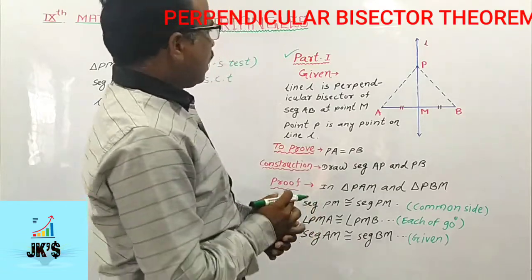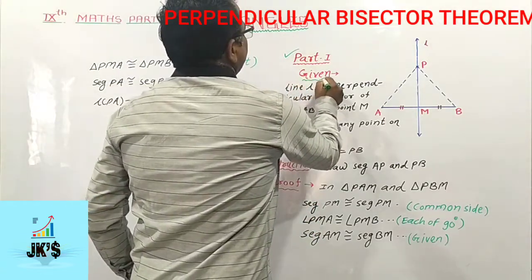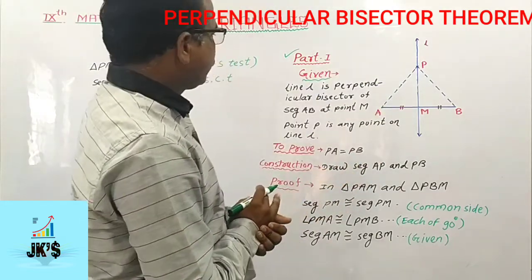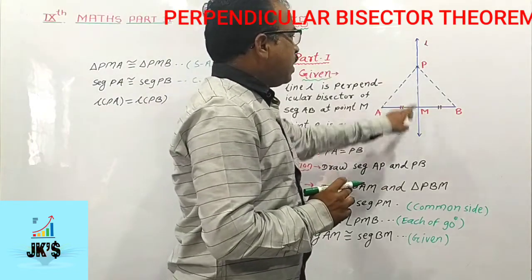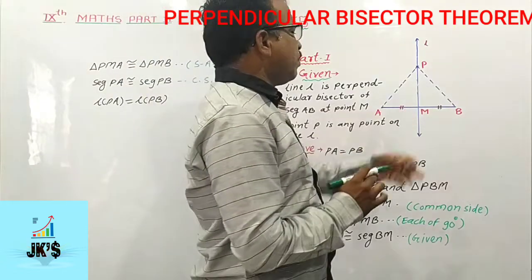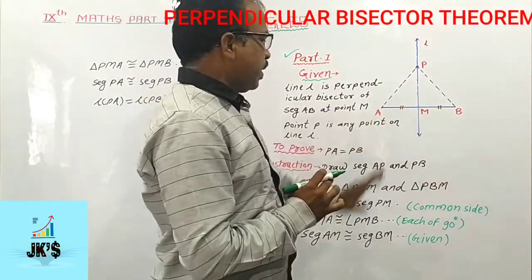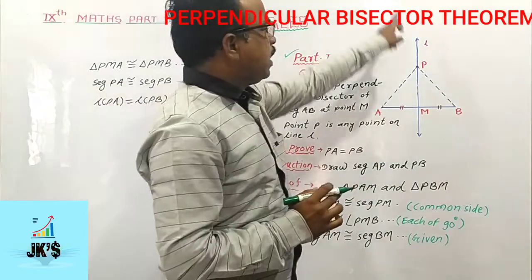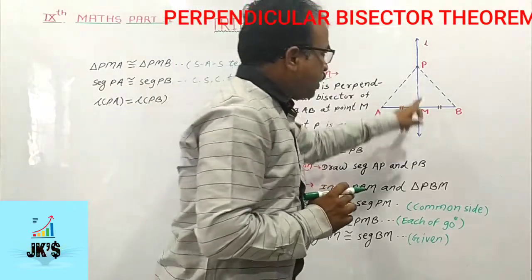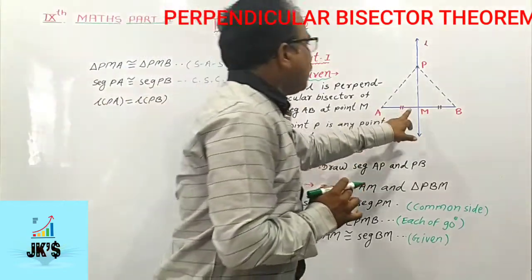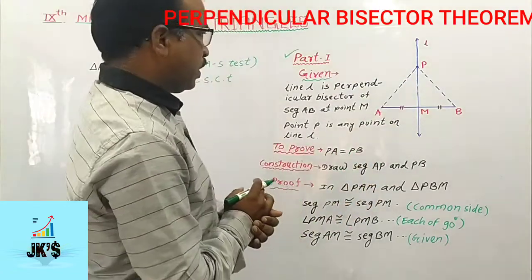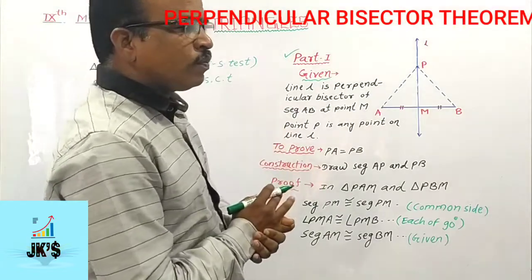So friends, what is given of this? That is the perpendicular bisector. Suppose here line L is a perpendicular bisector of segment AB and M is a midpoint of segment AB. And P is any point on the perpendicular bisector. What is given? Line L is perpendicular bisector, M is a midpoint and P is any point on this perpendicular bisector. So what we have to prove?